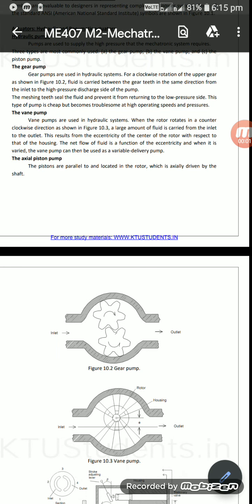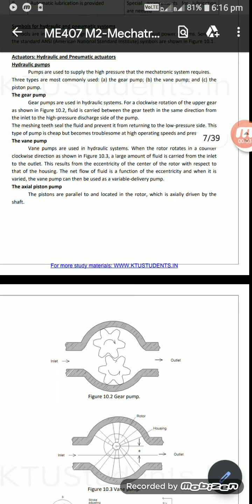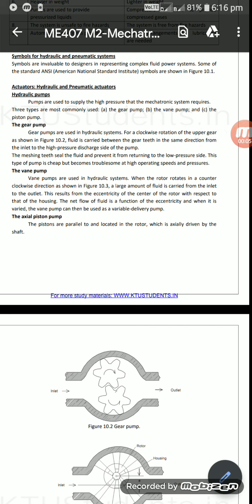Good afternoon, guys. Next topic: actuators of the hydraulic and pneumatic. Mainly mechanical and electrical actuating. Mainly two types: one is the mechanical and another one is the electrical.